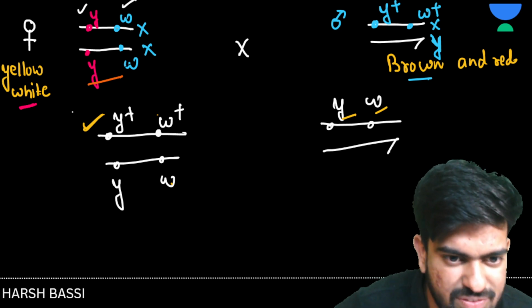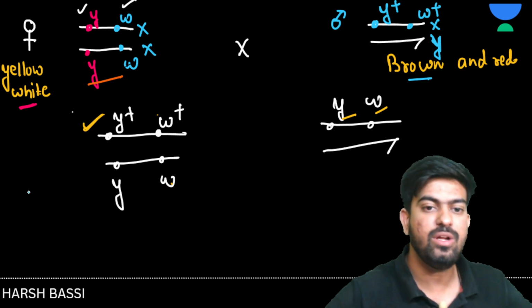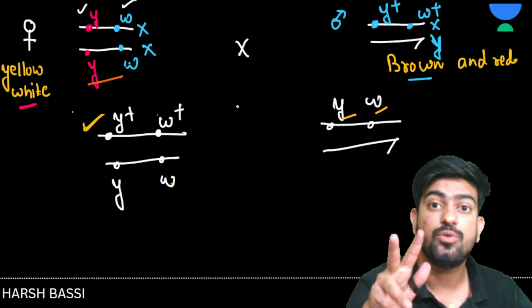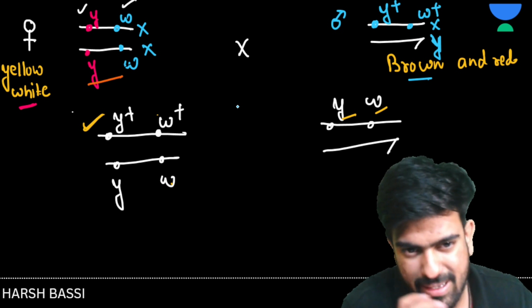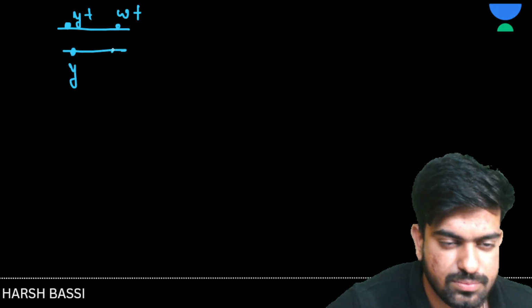See, we can't do selfing in this case. But whatever progenies are produced in the F1 generation, we are allowing them to mate. So in the F2 generation, the parents will be the F1 generation, right? Y plus W plus we are having, and then we are having Y and W.